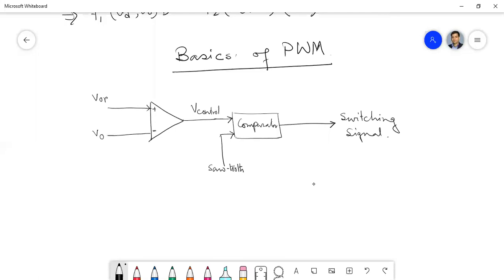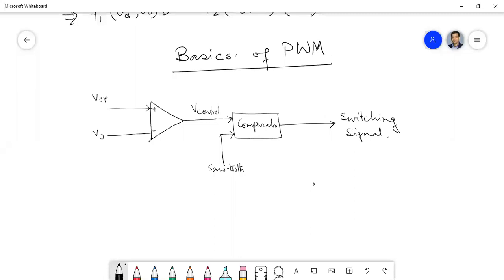So this is the schematic by which we generate the switching signal. Everywhere, in the controlled rectifier or the DC-DC converter or inverter, we'll have some switch. The switch will be either MOSFET or IGBT or BJT, or thyristor. If we have the switch, we have to control the switch, and to control it we have to generate some switching signal. So this is the schematic for generating those switching signals. That's all. Is that clear?